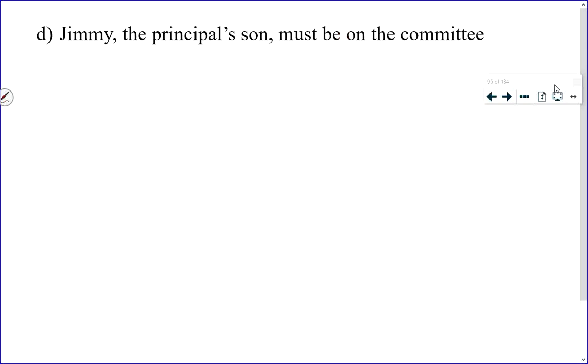Jimmy, the principal's son, must be on the committee. Why? Because there's favoritism in the school. I don't know. You can come up with your own scenario that makes sense to you. Well, in my mind, the answer is this. This is just me thinking. If Jimmy has to be on the committee, why even put him on the list? Let's just remove him from the list.